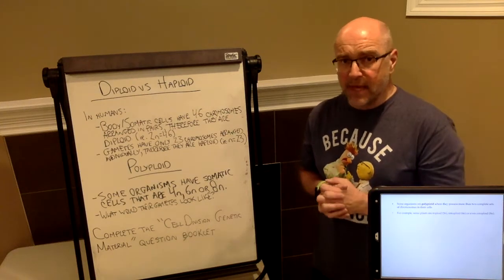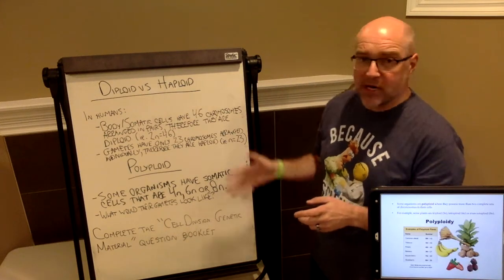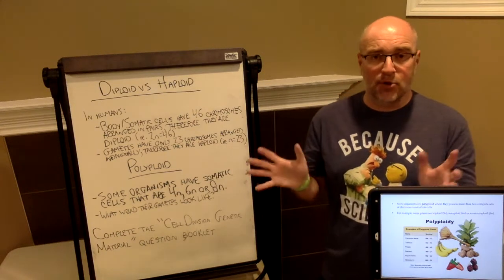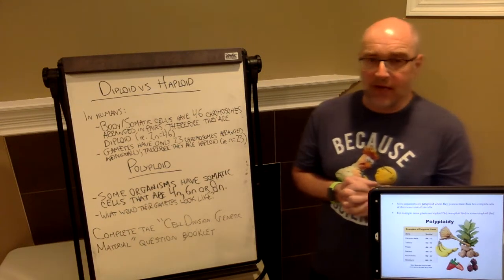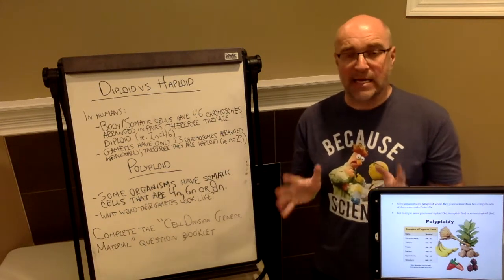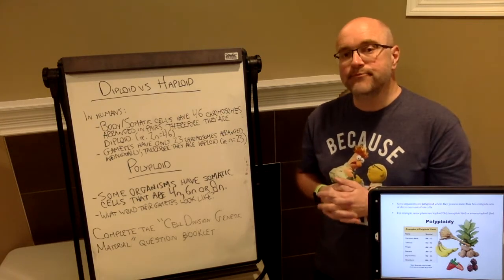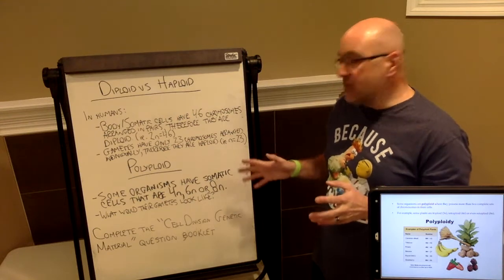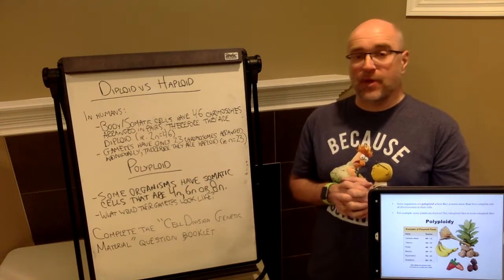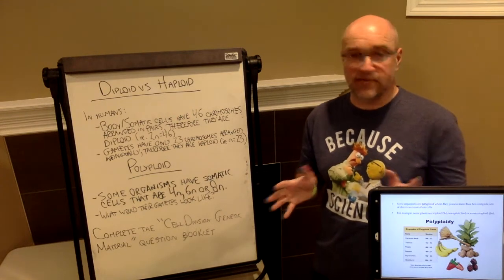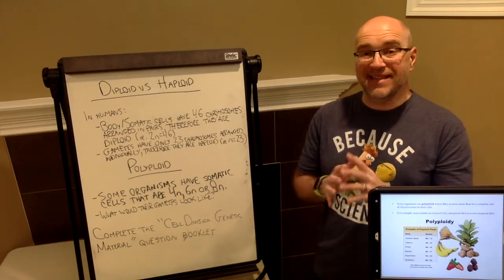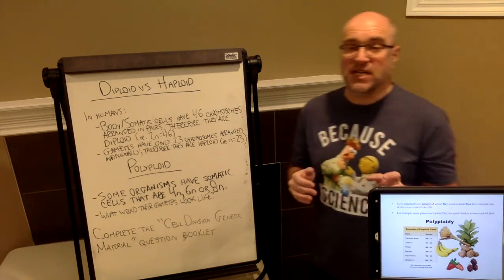And finally, there are some organisms that don't play by that diploid-haploid rule. These are mainly organisms in the plant kingdom that can have numbers like 4n, 6n, 8n. So these organisms don't have chromosomes arranged in pairs. They have chromosomes arranged into 4s, or into 6s, or into 8s.